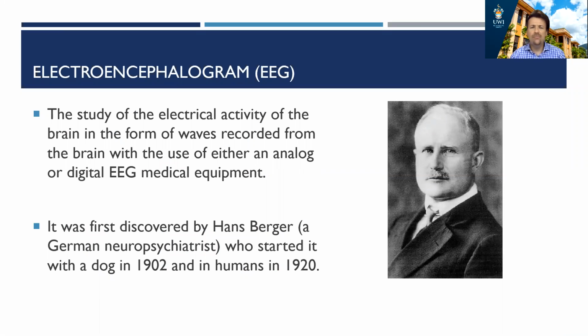Now let's talk a little bit about the EEG. The EEG stands for the electroencephalogram, and it's a study or measure of the electrical activity associated with the firing of the neurons in the brain. The first person to really discover or study this was a German neuropsychiatrist, Hans Berger, who was able to make EEG recordings from a dog at the turn of the 20th century and in humans in 1920.